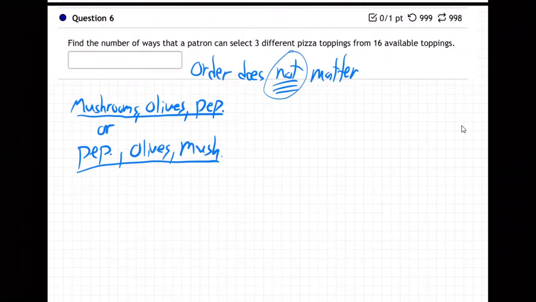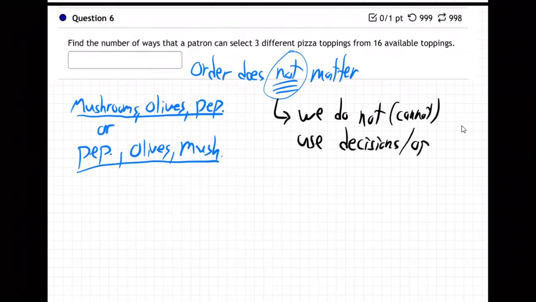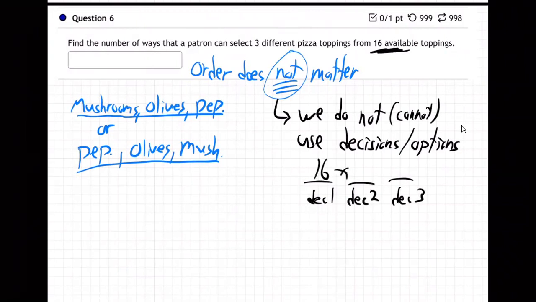So what? So what that order doesn't matter? So we do not, in fact, we cannot use decisions options. It would be wrong. You can't say, oh, I'm going to make my first decision. I'm going to write out what you can't do. It's important, I think, so you don't do it on the test. You can't say, oh, wait, I got 16 options, because there's 16 available toppings, right? You don't do this. And then 15 for my next one, and then 14. That's totally wrong. Don't do that.